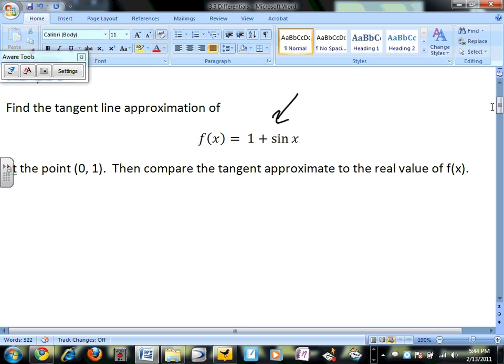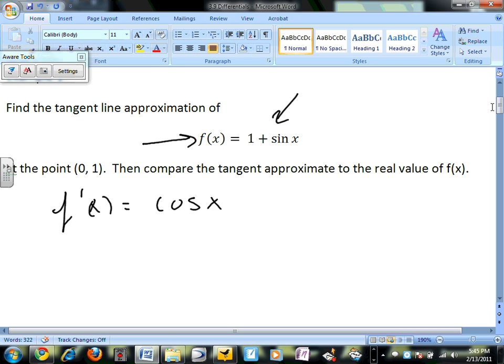First of all, I need my slope. To figure out the slope at any point on the line, we take the derivative. That's how we get slope. That's going to be the slope of the tangent line at any point. So f prime of x is going to equal, the derivative of 1 is 0, and the derivative of sine is cosine. Now we can figure out our slope. Our point is 0, 1, so we plug in 0 for x, and the slope is the cosine of 0. The cosine of 0, you should all know from pre-calculus, is 1. So our slope is 1.